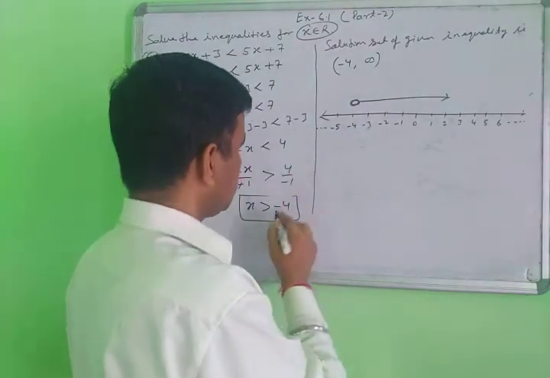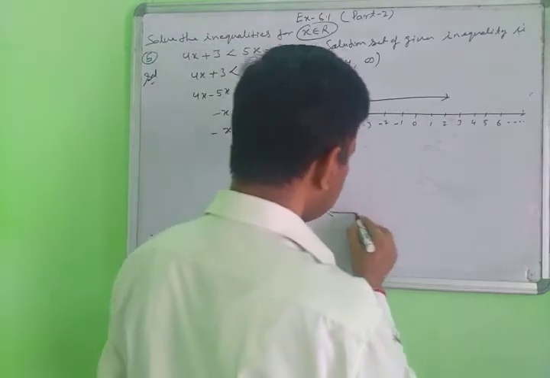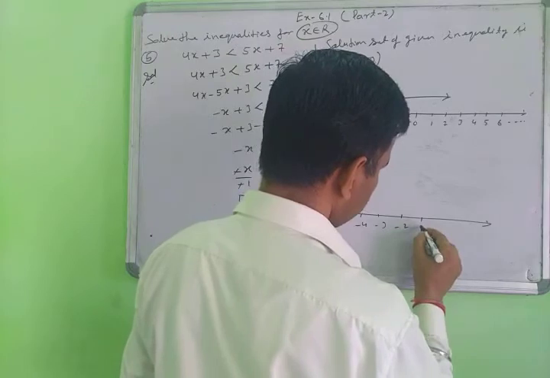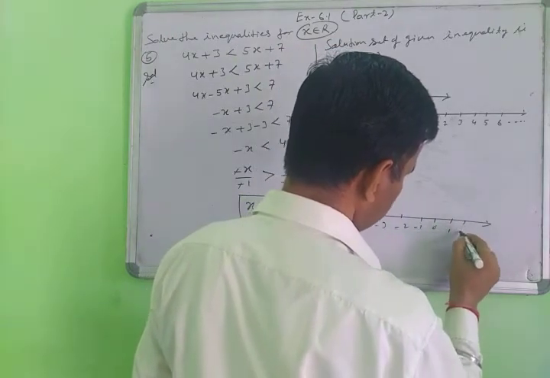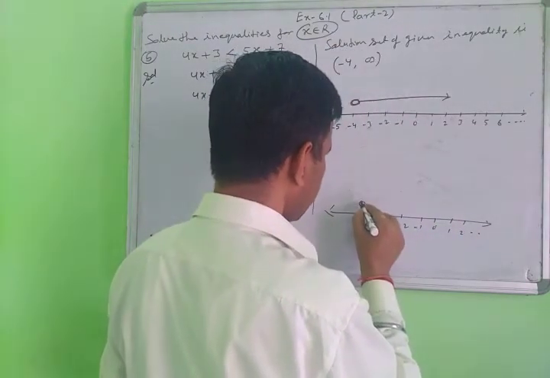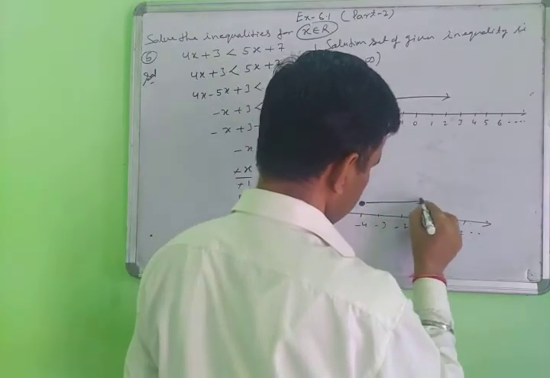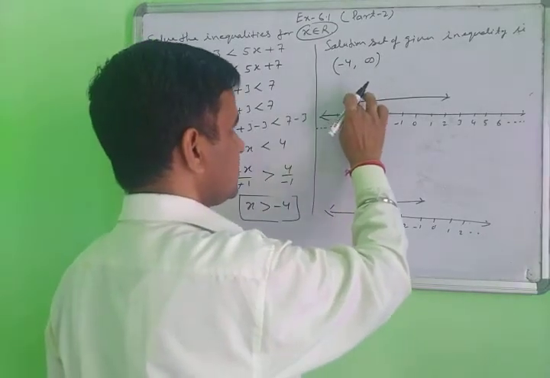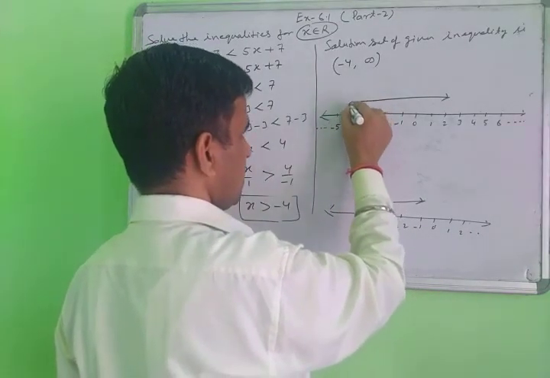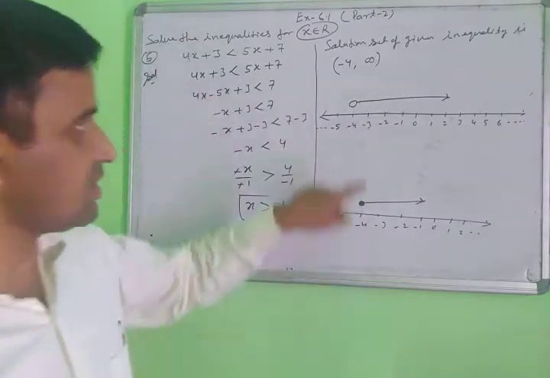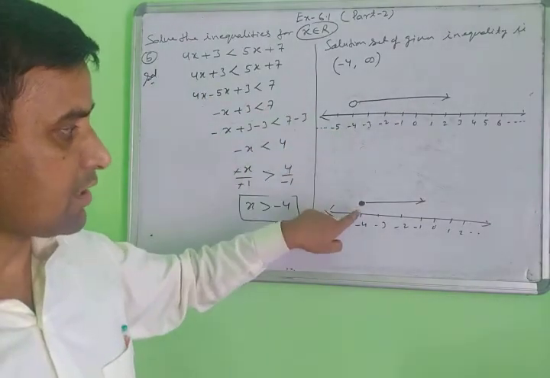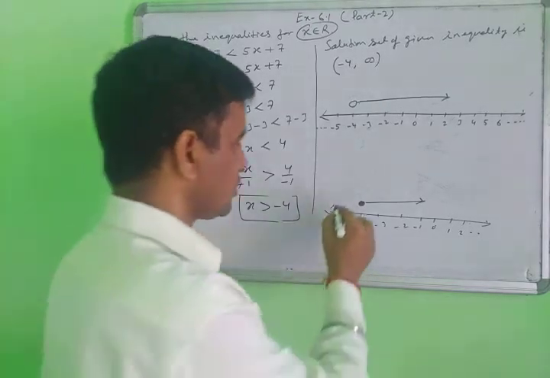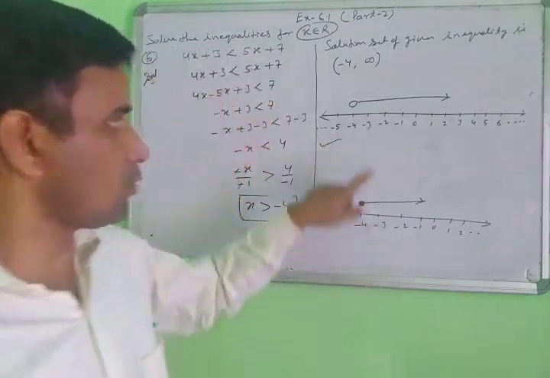When the endpoint is included, suppose it is a closed interval, how to represent it? Mark minus 4, minus 3, minus 2, minus 1, 0, 1, 2. Suppose this 4 is included, then we fill the circle in this way. This is the difference: a hollow sign represents that the endpoint is not included, and a dark symbol represents that it is included. So this is not your solution. Your solution is this.